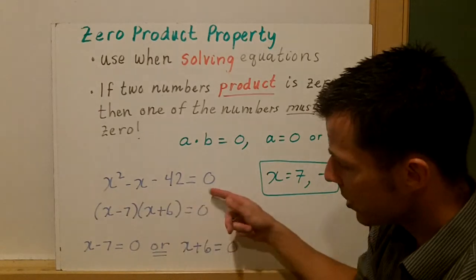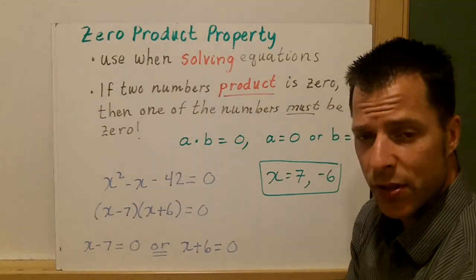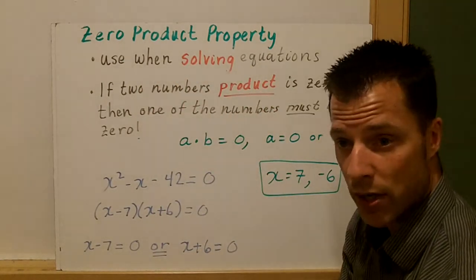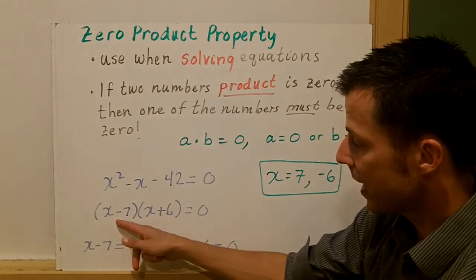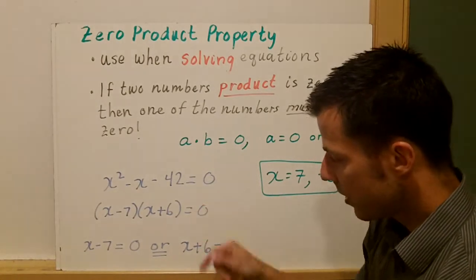Well, I put an equation. I said x squared minus x minus 42 equals 0. So this zero product property is going to come into play when we solve quadratics. I just start by factoring the left side, and I get (x minus 7) times (x plus 6), and that equals 0.